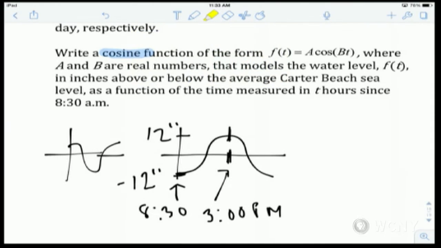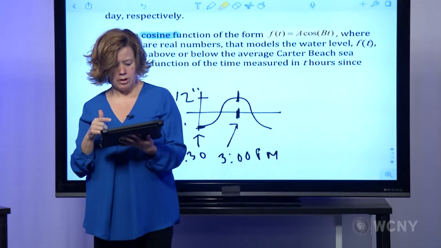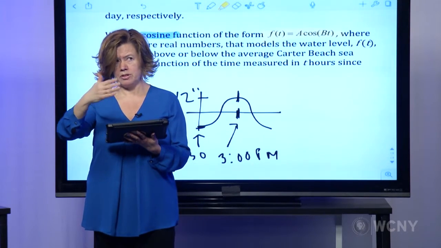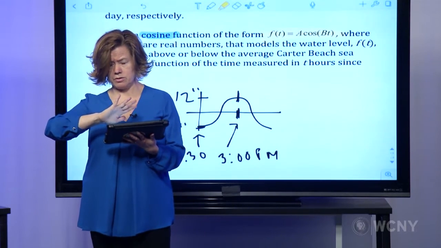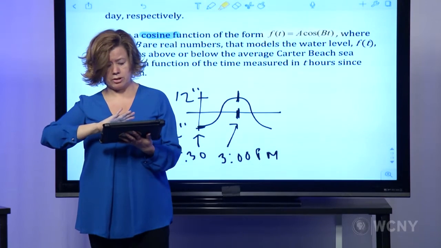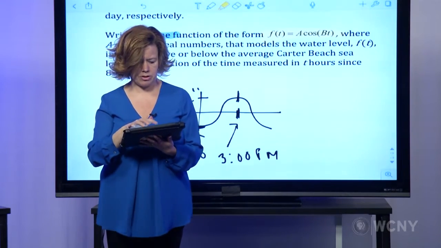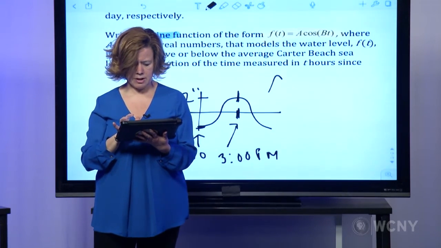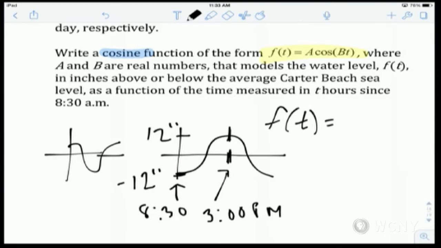Okay. Go back and remember what you're trying to do here. The first thing we're trying to do is write this function. So we know the a value. We have a height of 12, but it's been flipped over the x-axis to start, so it's a reflection, so we start out negative. So we can start our equation right away as f of t equals negative 12 cosine of something. We need to figure out that b, that frequency value.